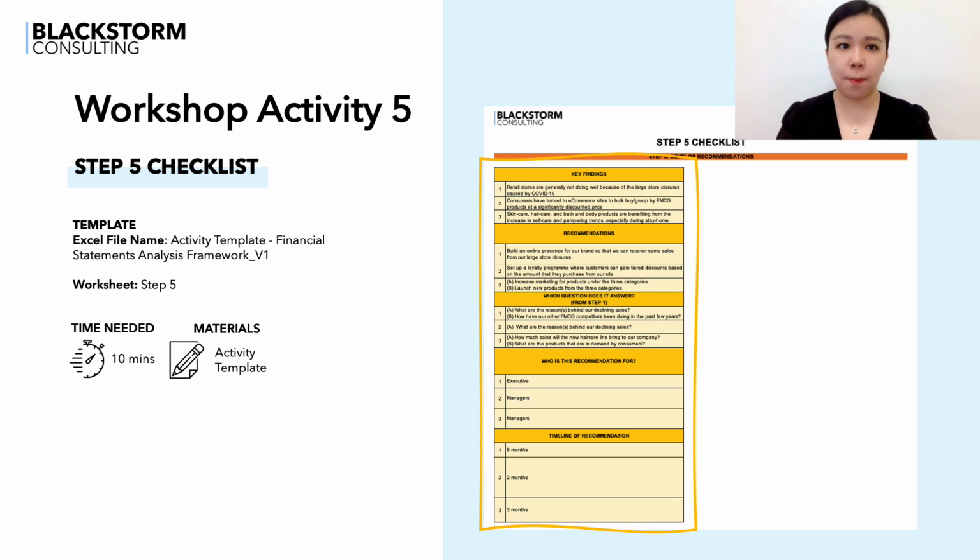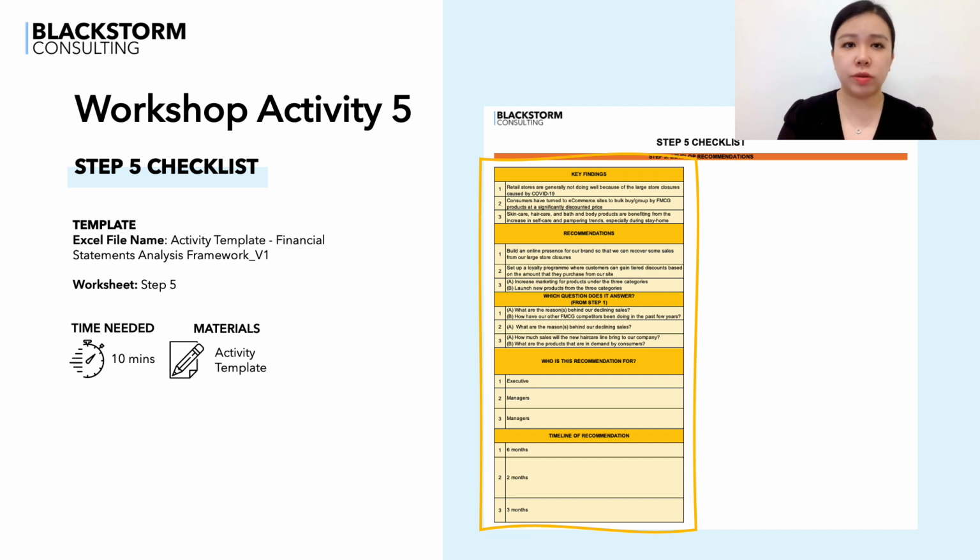Next, remember the questions that we came up with in Step 1. For each recommendation, we have to ask ourselves which question it answers. So for the first key finding on the retail store facing large closure, this answers 2 of the questions we identified at the start of our report: what are the reasons behind the declining sales, and how have our FMCG competitors been doing in the past few years?